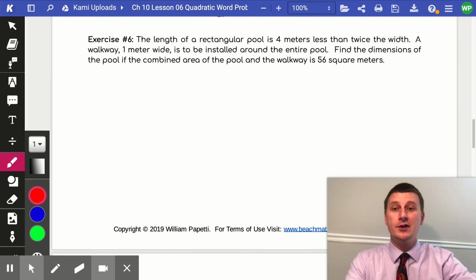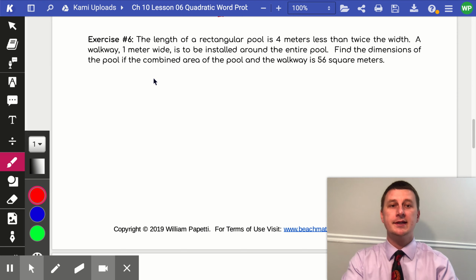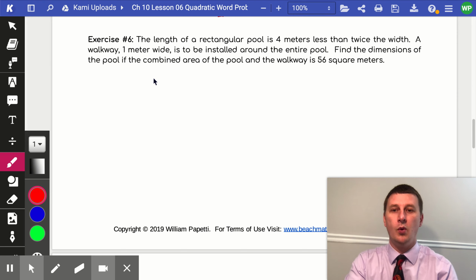All right, so our last question in this lesson says, the length of a rectangular pool is 4 meters less than twice the width. A walkway 1 meter wide is to be installed around the entire pool. Find the dimensions of the pool if the combined area of the pool and the walkway is 56 square meters.